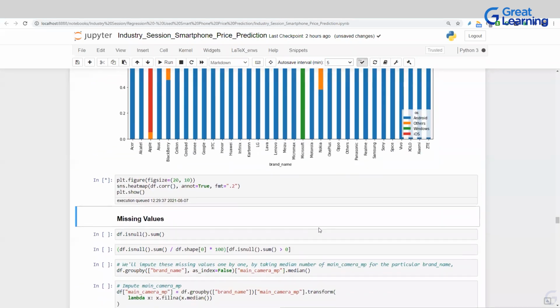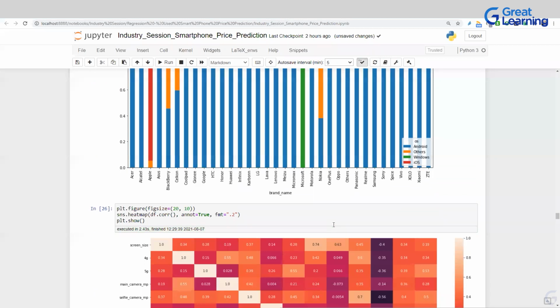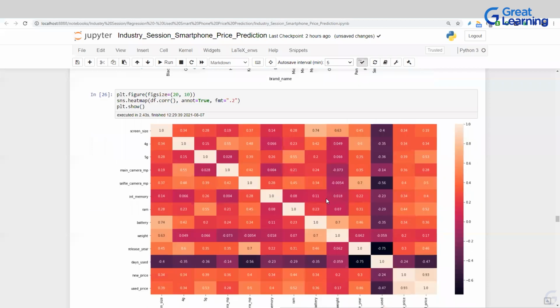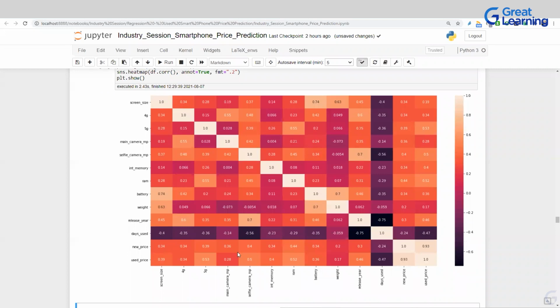Finally, if you look at the correlation between all the numbers, because this is where we will be most interested. If you are going to build a regression model, probably linear regression, you don't want your data to be highly correlated, because that will lead to a problem, multicollinearity. So if you look at the relationships within the data here, the maximum that I can see is maybe 0.74, which is battery and screen size. If the screen size increases, battery increases.